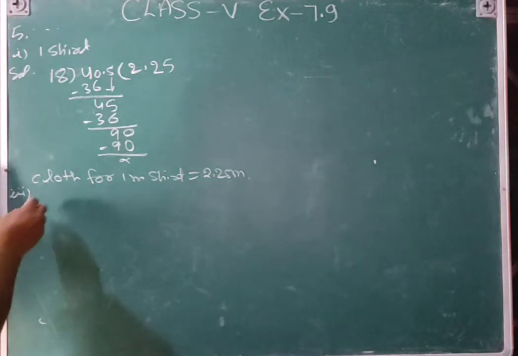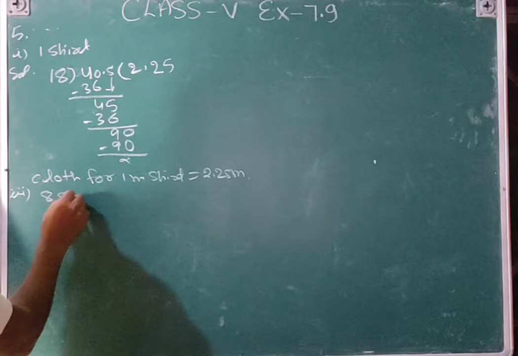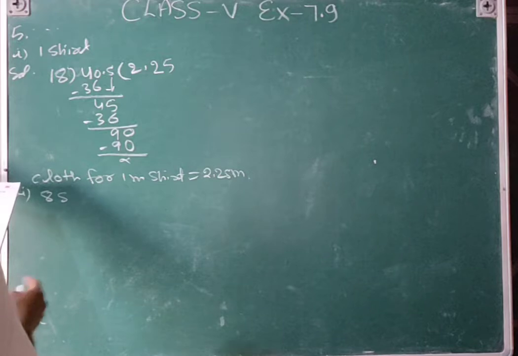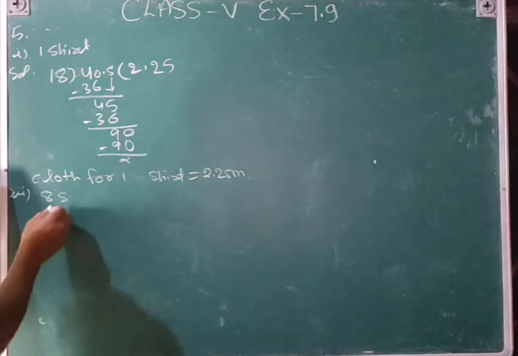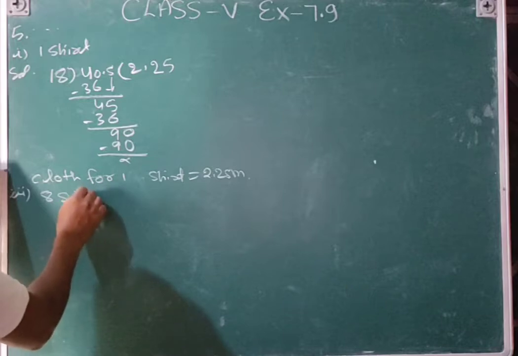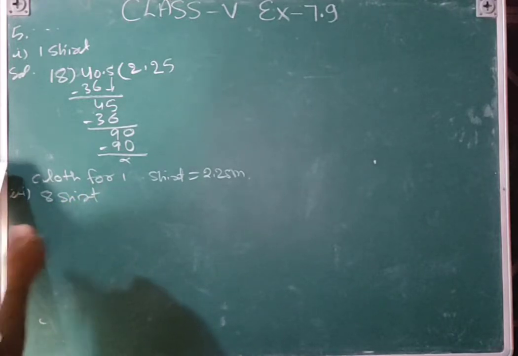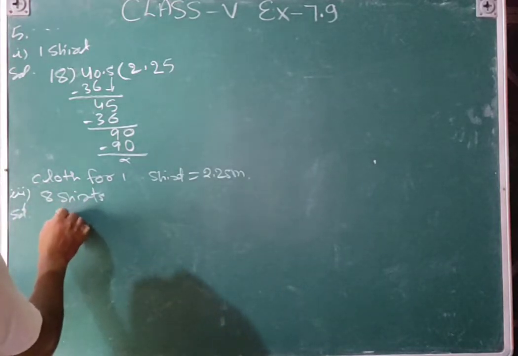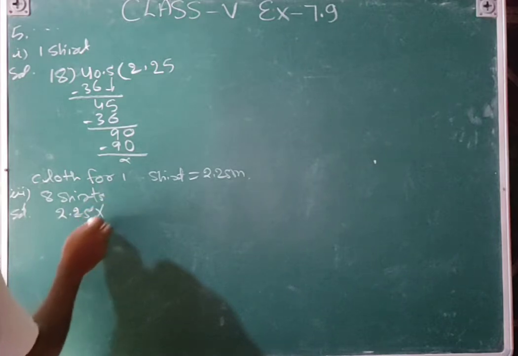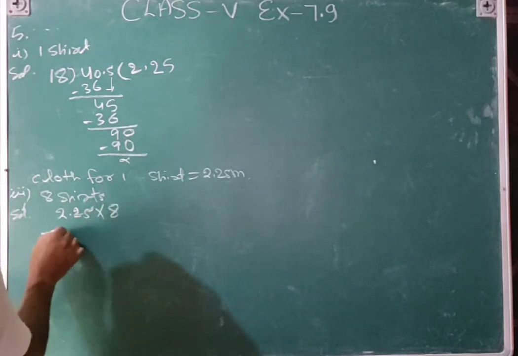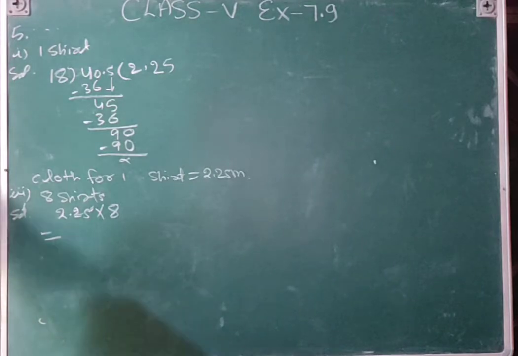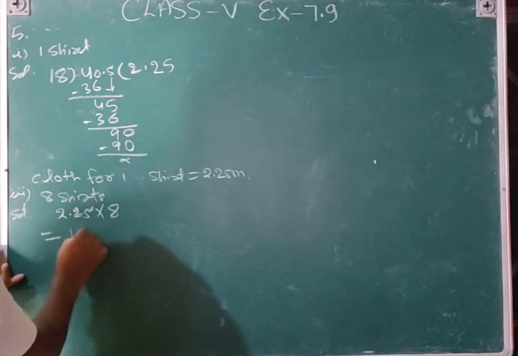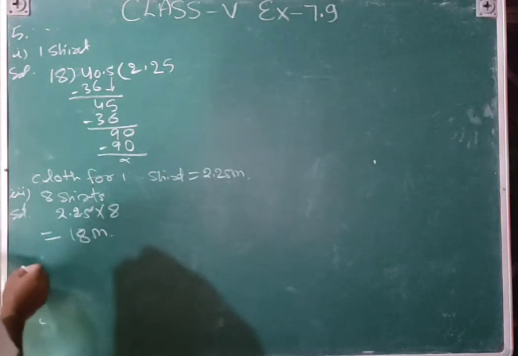And then the second part is saying 8 shirts. The cloth for 1 shirt, for 8 shirts. So the solution will be, we will multiply 2.25 into 8. So that will be 18 meter.